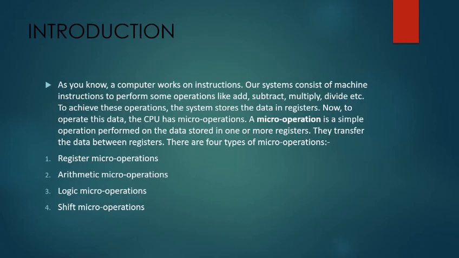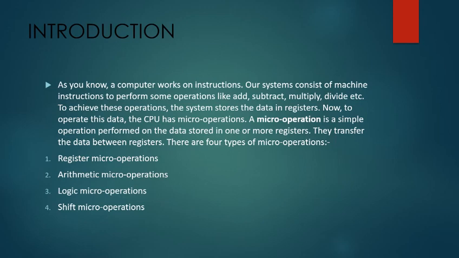Let's start with the introduction. As you know, a computer works on instructions, and our system consists of machine instructions to perform some operations like addition, subtraction, multiplication, division, etc. Now, to achieve these operations, the system stores data in registers. Now, to operate on this data, the CPU has micro operations.